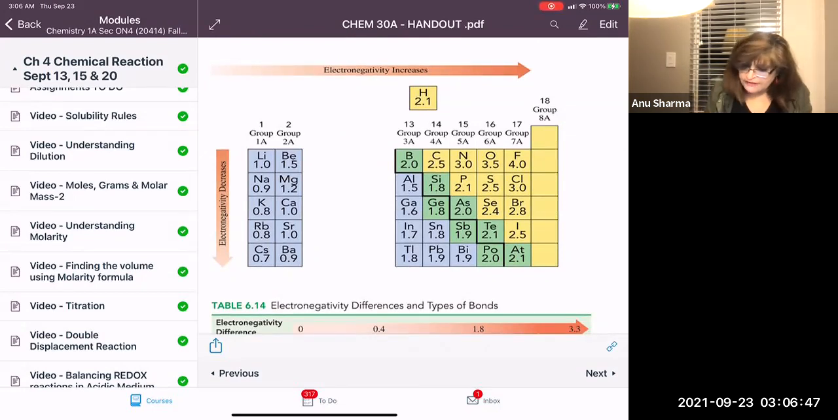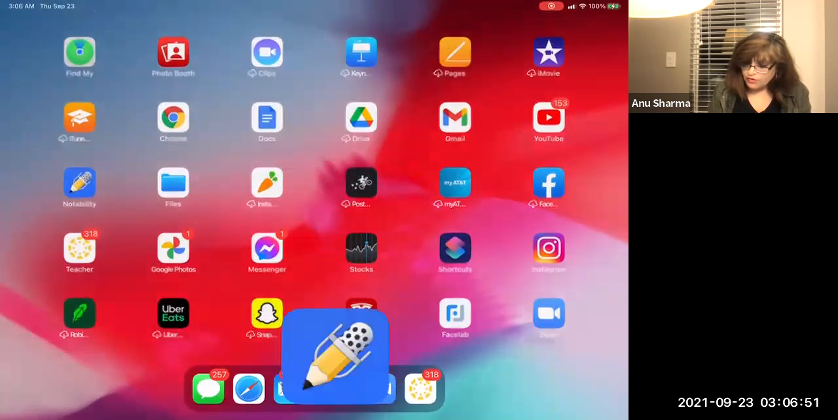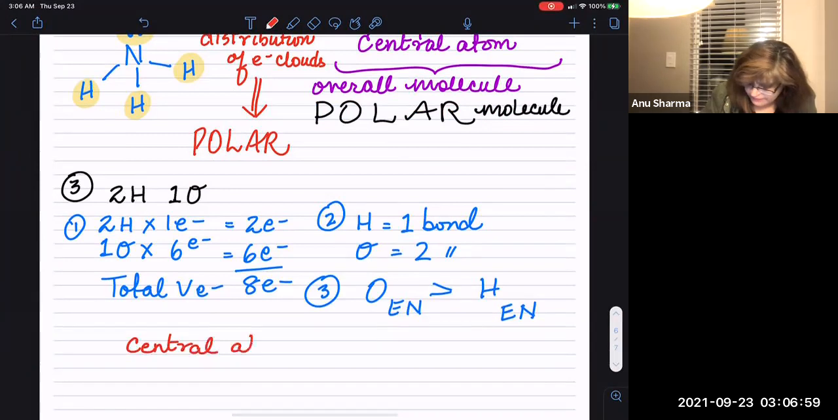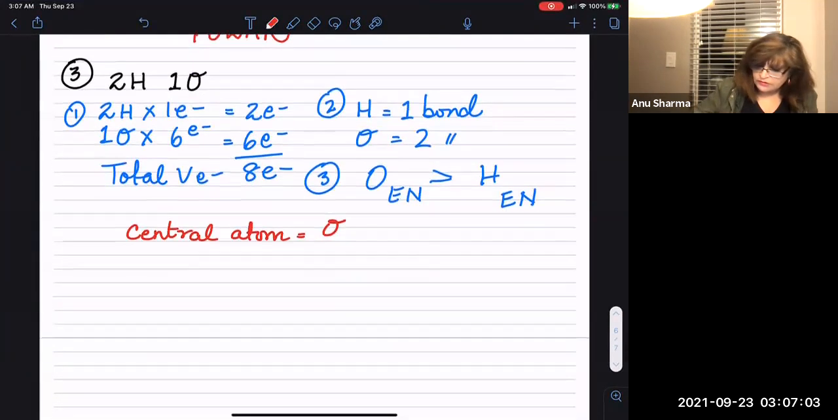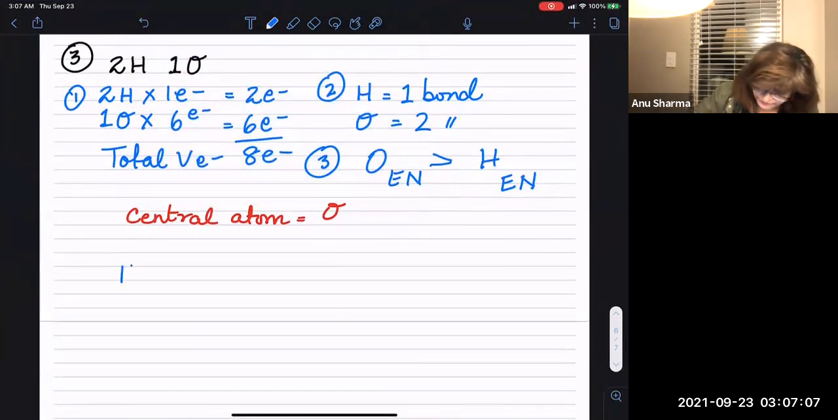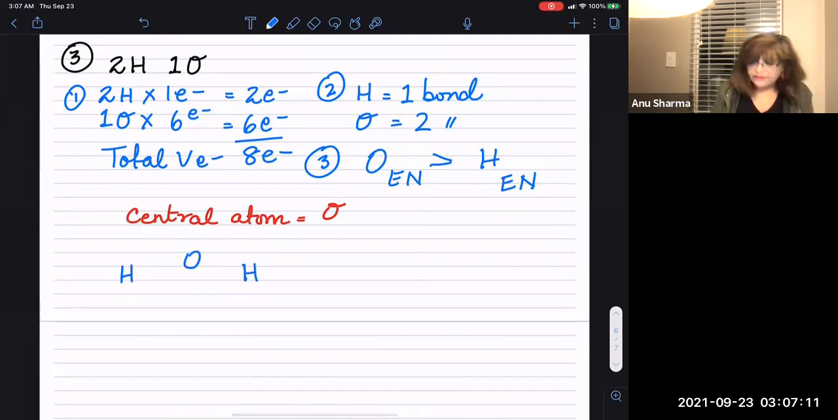Now we have oxygen is more electronegative than hydrogen, but oxygen makes more bonds. Therefore, oxygen goes in the center. So the central atom is equal to oxygen. So we have here hydrogen outside, oxygen in the middle, and hydrogen.